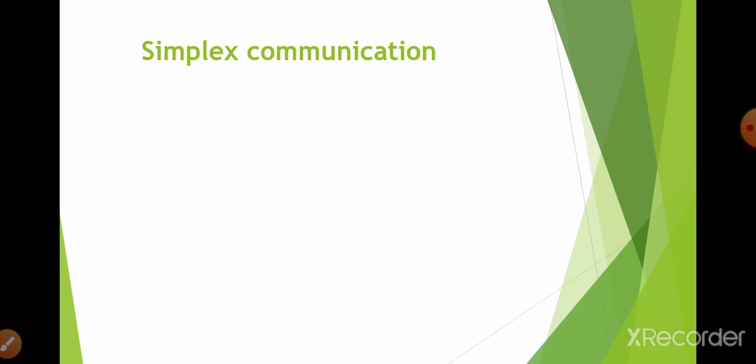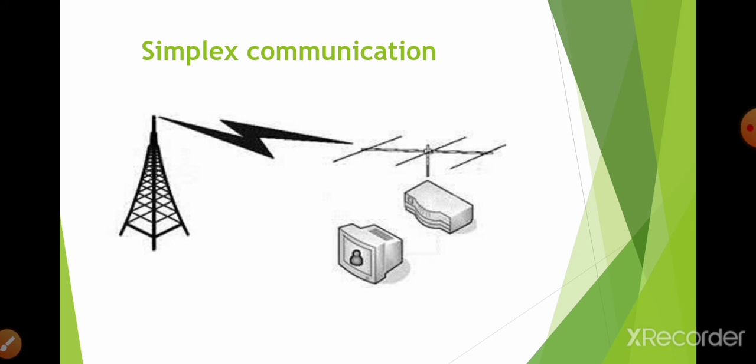Simplex communication system means that data can be transmitted from transmitter to receiver only in one direction. That is known as simplex communication system. The figure shows the simplex communication system.